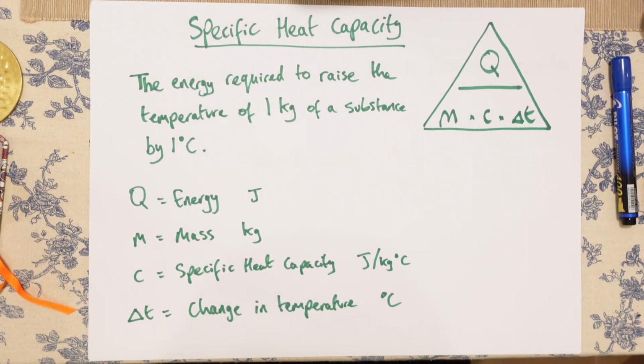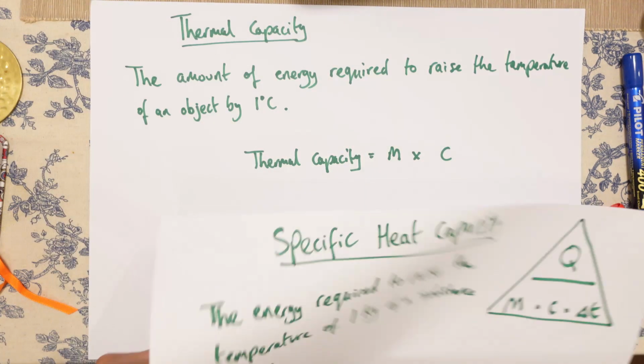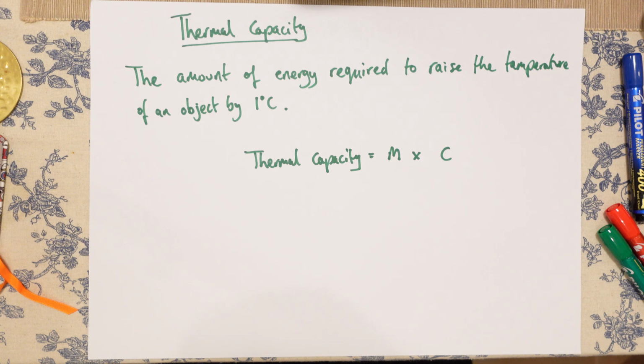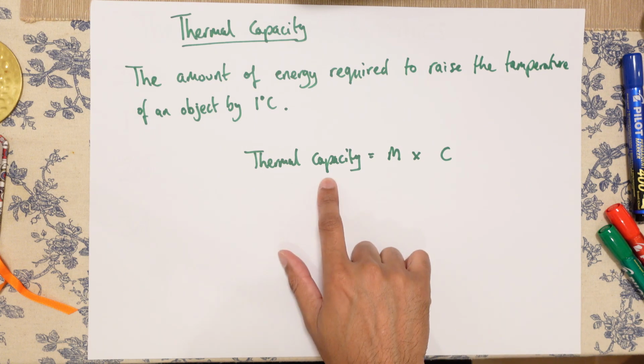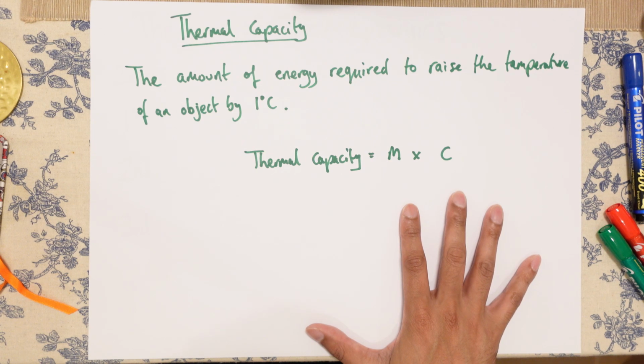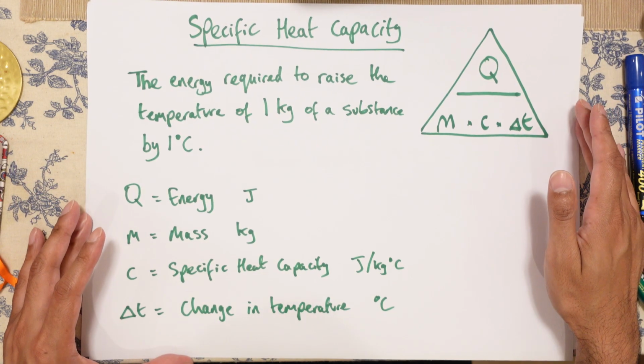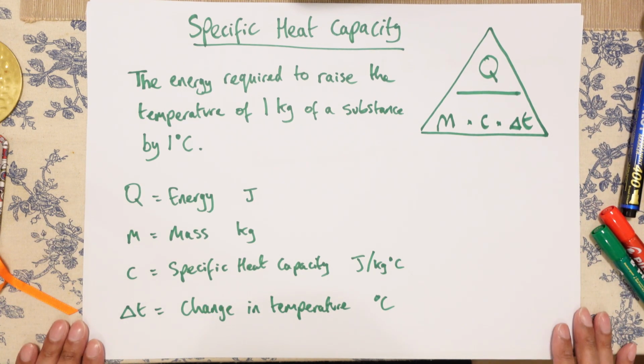Now, this is slightly different to thermal capacity. Thermal capacity is the amount of energy required to raise the temperature of an object by 1 degree Celsius. So thermal capacity is M times C. But you very rarely get thermal capacity questions. Usually it's always specific heat capacity questions. So this is what I'm going to focus on here.